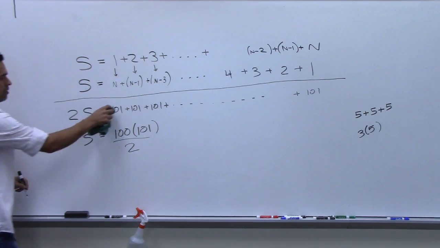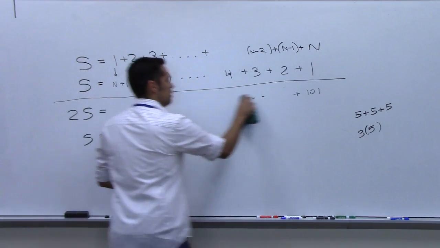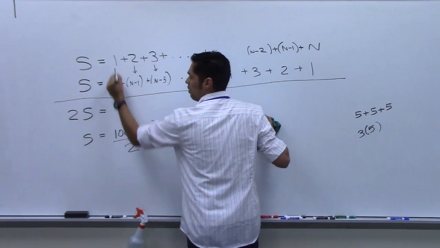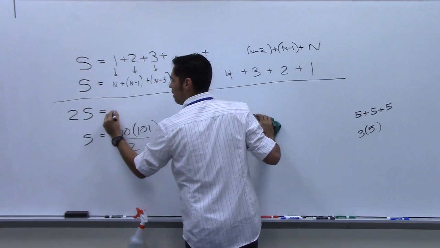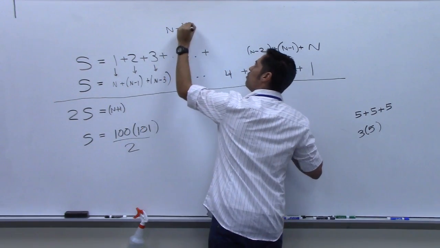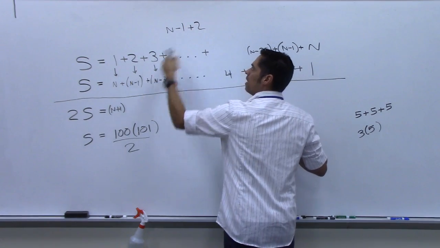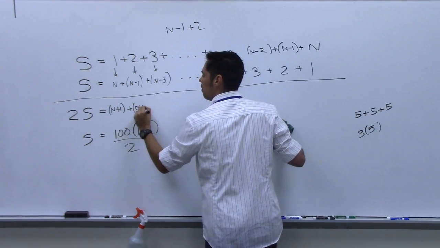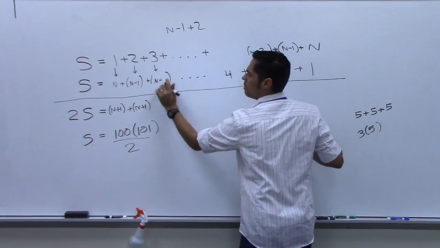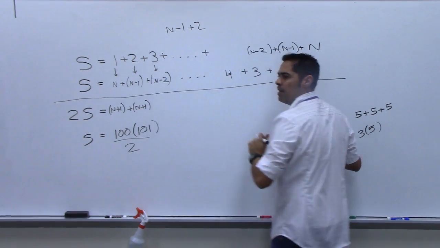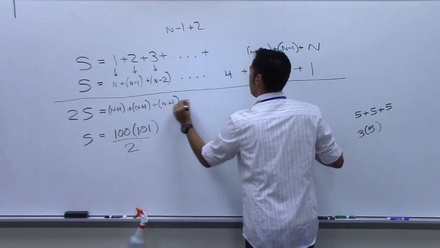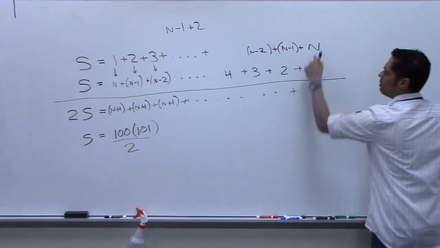And now look at the pattern when you add down. What's 1 plus n? n plus 1, right? What's the next one? n minus 1 plus 2, right? That's n plus 1 again. n minus 2 plus 3. n plus 1 again. This is going to happen the whole way down, isn't it? To the very last one.